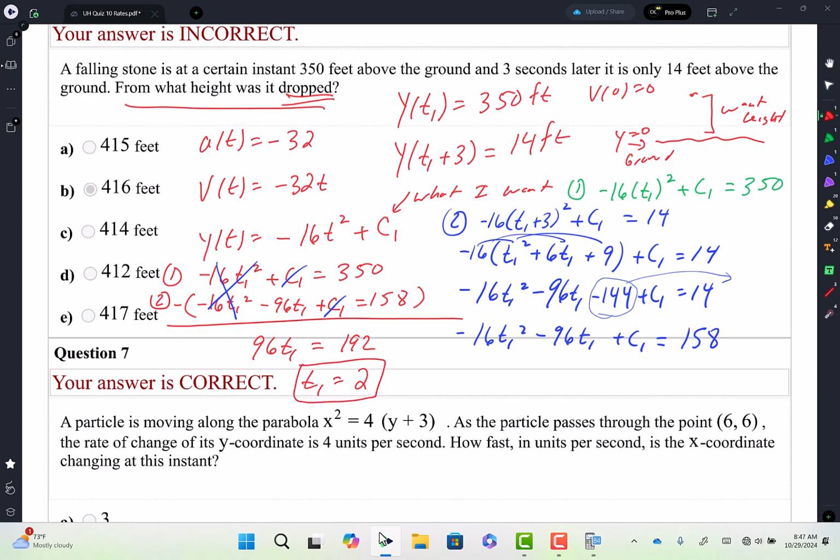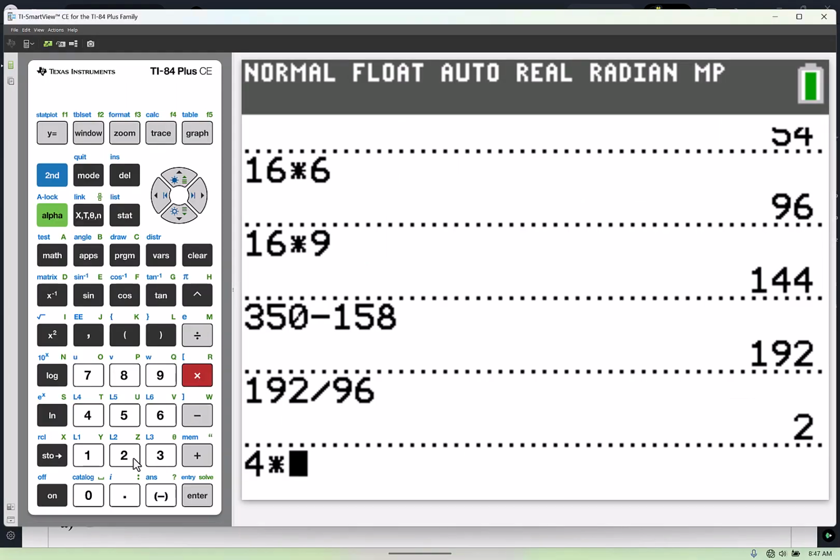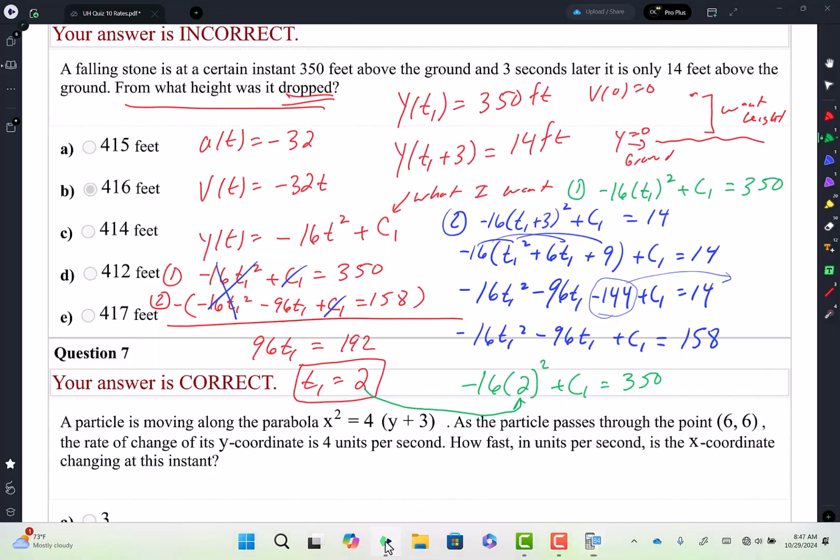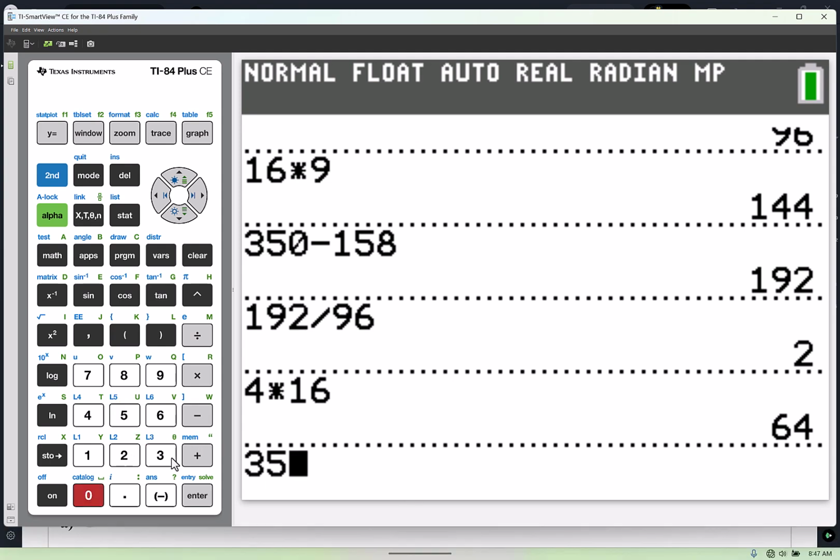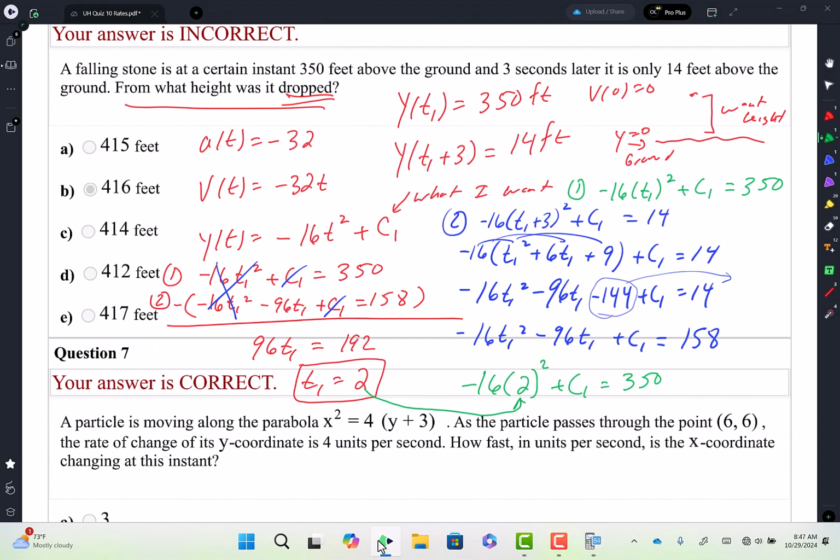So if T1 is 2, now we just plug it into whatever equation we want. Obviously, the green one, guys. Don't make life harder. So negative 16 times 2 squared, plus C1 equals 350. 2 squared is 4. 4 times 16 is 64. And I'm going to add 64 to 350. And there it is. That's my answer. 350 plus 64 is 414. C1 equals 414. Oh, she missed it by 2 feet.